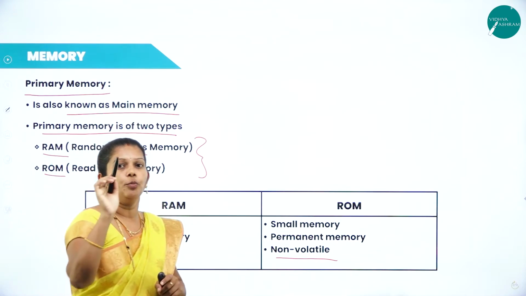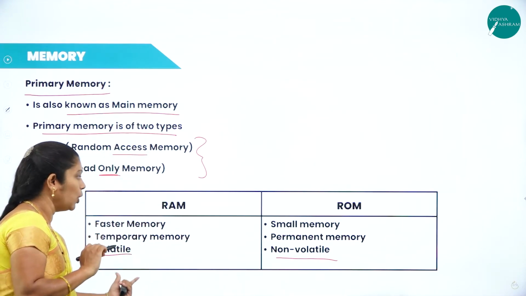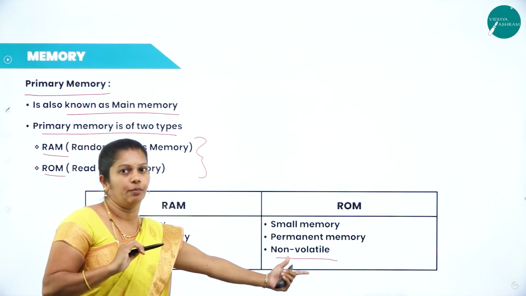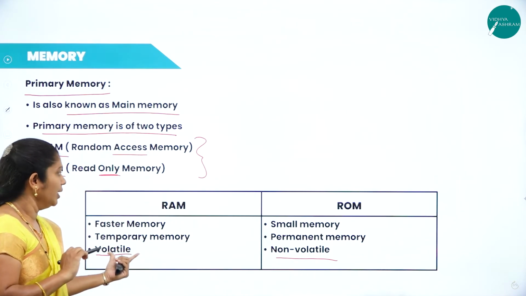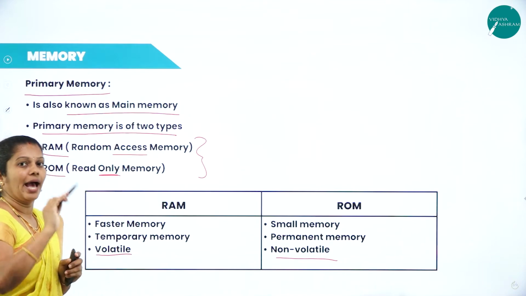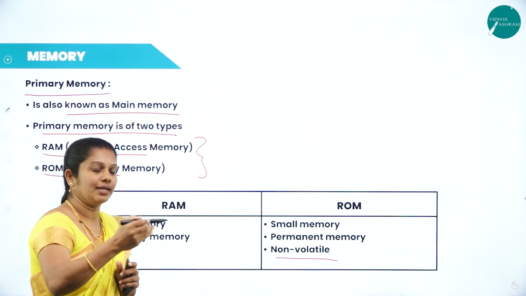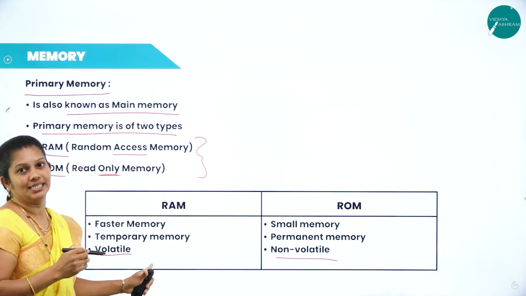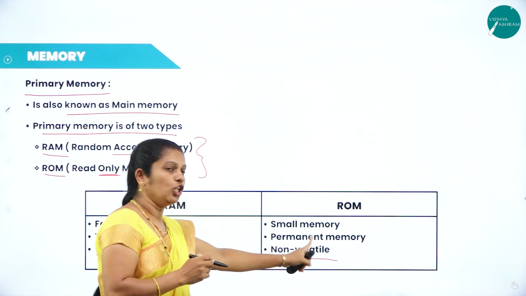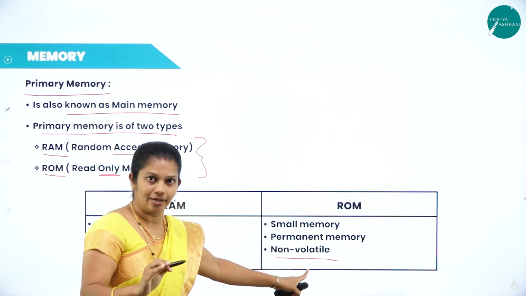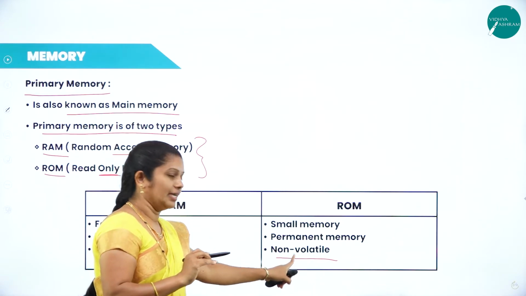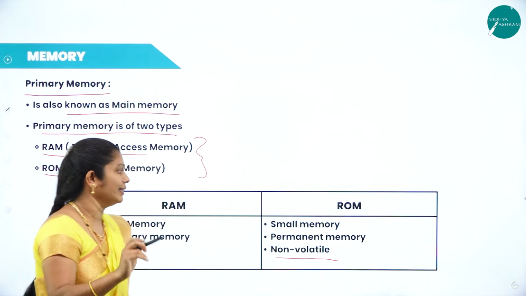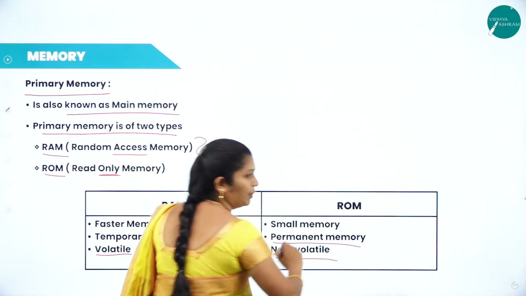In the exam, you may get the question: what do you mean by volatile as well as non-volatile memory? Volatile memory means that as long as the power supply is there, the data will be there. Once the power goes off, the data will be erased. But with non-volatile memory, whether the power supply is there or not, the data will remain permanently. That's why it is called permanent memory.